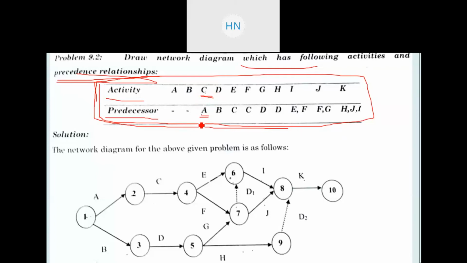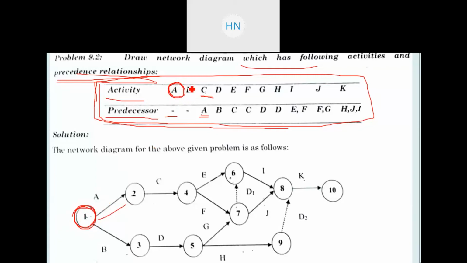Now let us start from the initial activity. First of all, you are given activity A, right? Now here in activity A, there is no predecessor, meaning activity A has no predecessor, so it is a starting activity, right? So we can make an arrow like this, right? From event 1, this is the starting event. The starting event will be numbered as event number 1, right? Now from that we have the initial activity, activity A, because it does not have any predecessor.